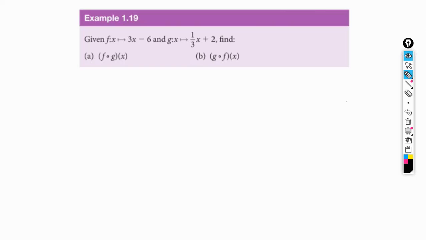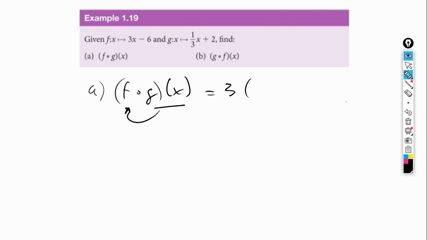So next we have example 1.19, and it says, given the function f such that x maps into 3x minus 6, and the function g such that x maps into 1/3 x plus 2, find a, f of g of x. So for a, we do f of g of x, but recall that that is the same as just plugging g of x in f of x. So f of x is the outer function, so it would be 3 times g of x, which is 1/3 x plus 2, and this minus 6.